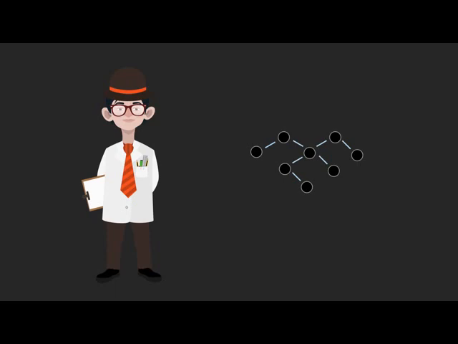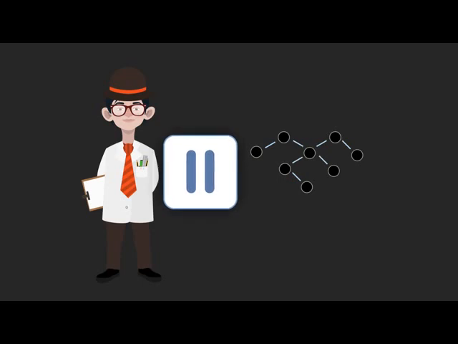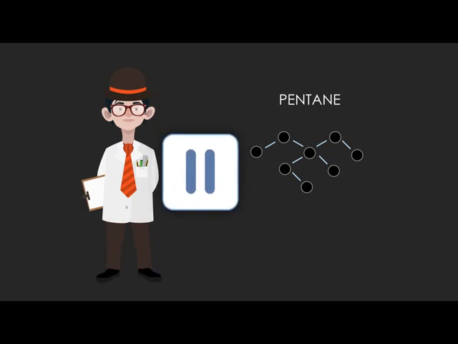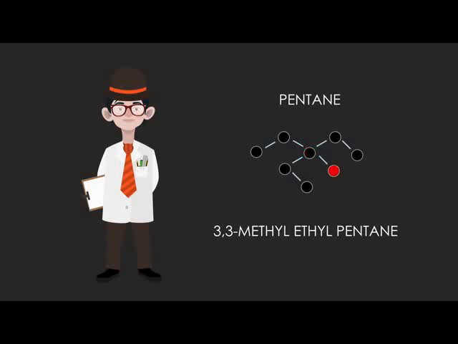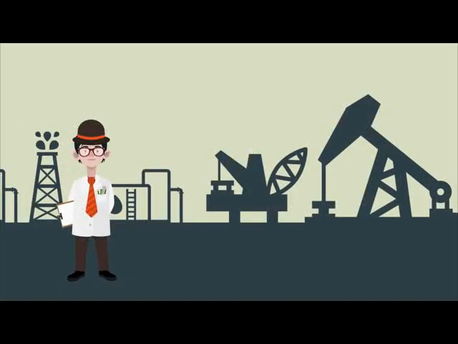But what is its formal name? Pause and count the atoms in the longest chain. Whichever way you count, the longest chain is 5 carbon atoms long, so the name will be pentane. And off the third atom in the chain, there is an ethyl group and also a methyl group, so its name will be, pause and think, 3-ethyl-3-methylpentane. But this compound is not normally found in crude oil and is very expensive.